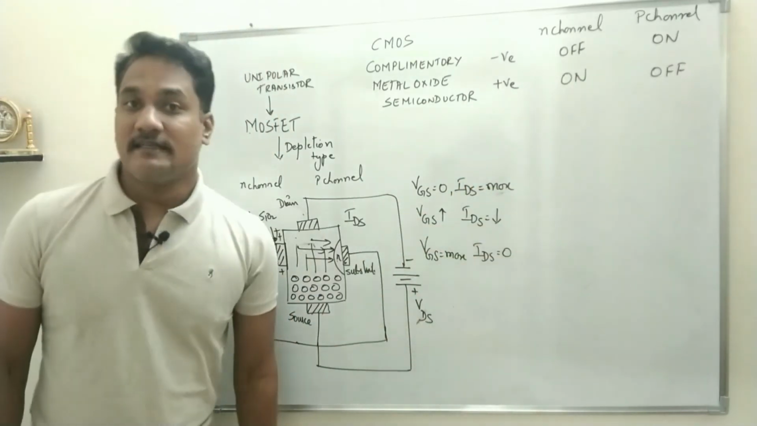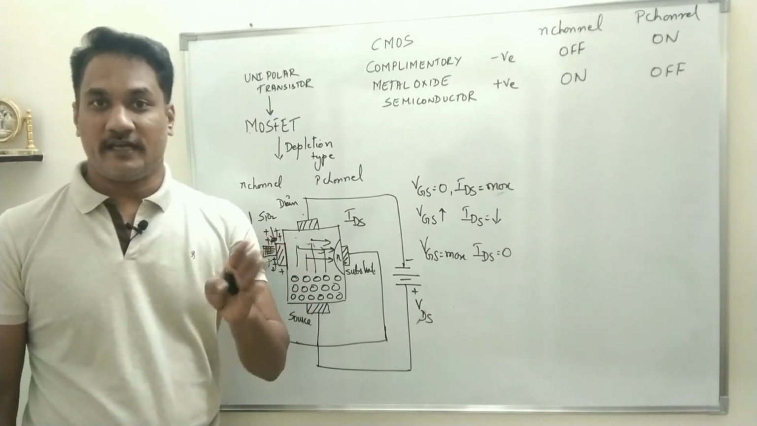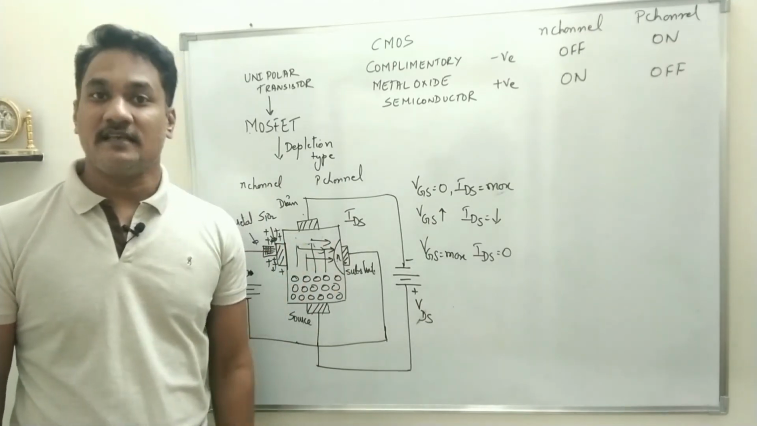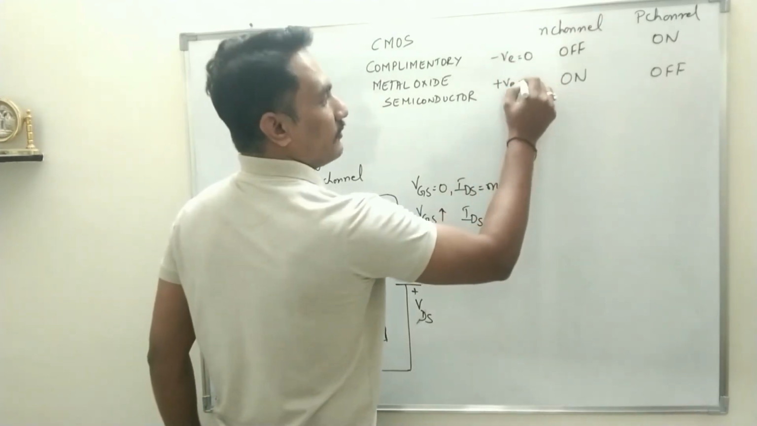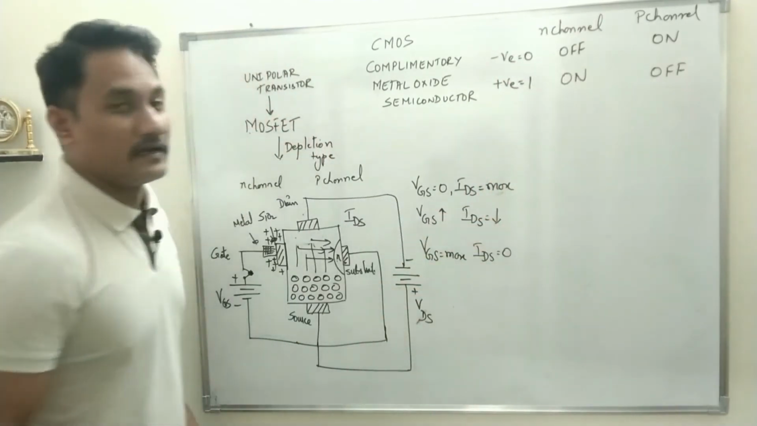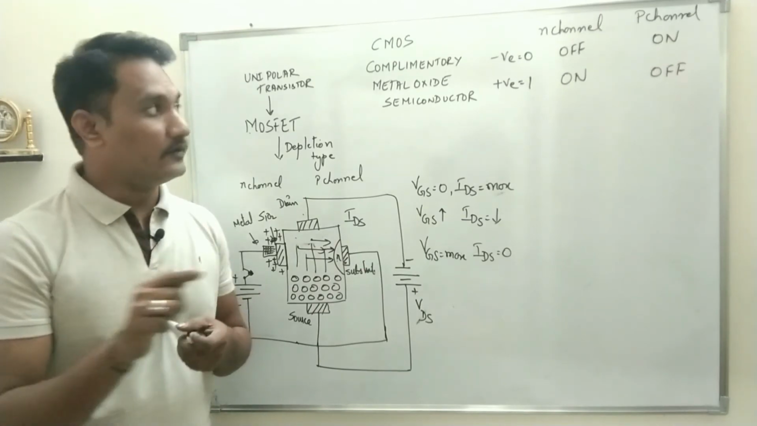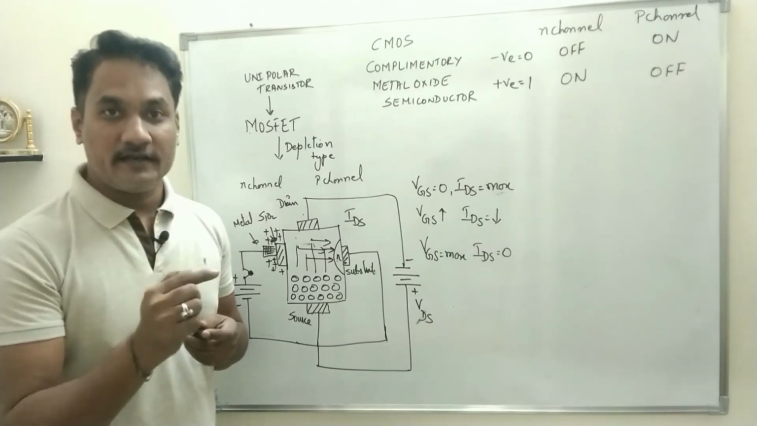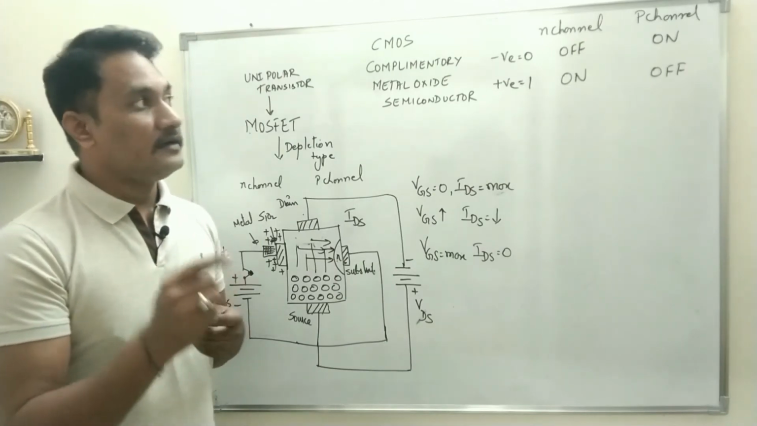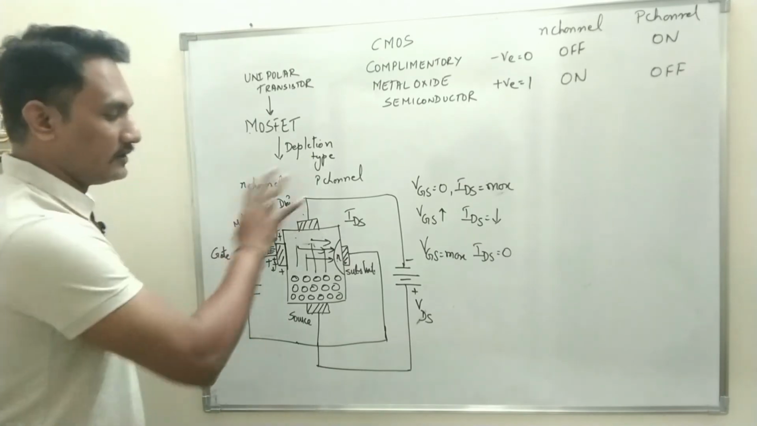And in digital electronics, any positive number will be considered as 1, any negative number will be considered as 0. So for negative, we will consider it to be 0. For positive, we will consider it to be 1. So for an N channel transistor, when you give 0, it will be off, whereas for P channel, it will be on. And when you give 1, N channel will be on, P channel will be off. That is what you have to remember from all these things.